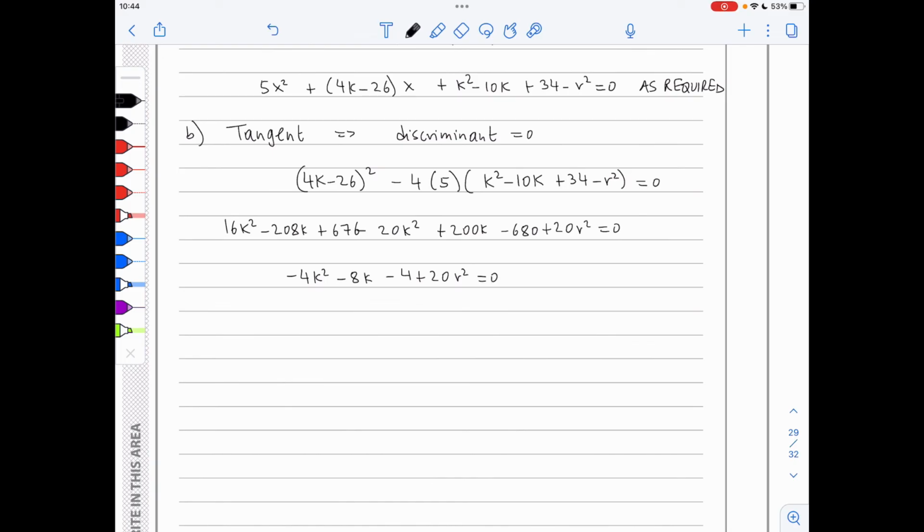And therefore, dividing throughout by -4, we get that k² + 2k + 1 - 5r² = 0. Now the k² + 2k + 1 is (k + 1)², and the -5r² is taken on the right hand side, so (k + 1)² = 5r².